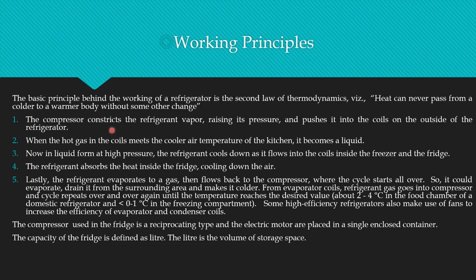The compressor constricts the refrigerant vapor, raising its pressure and temperature, and pushes it into the coil due to the pressure. It is either located outside of the refrigerator or concealed inside the refrigerator backside. The hot gas enters the coils. It is made of copper or aluminum alloy. It meets the cooler air temperature outside, in the kitchen surrounding the fridge, or where it is placed. It becomes a liquid.